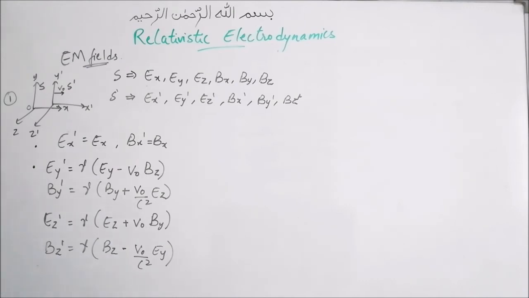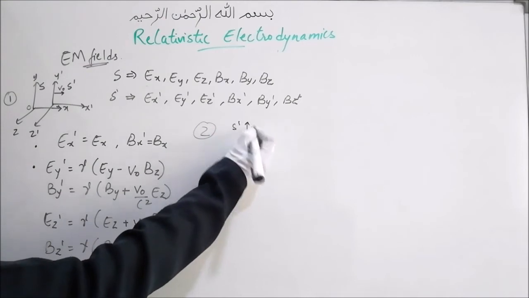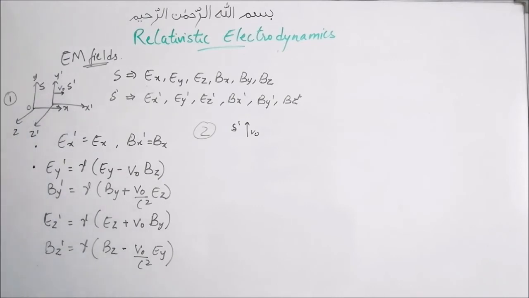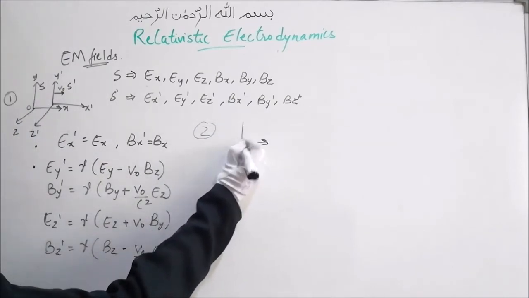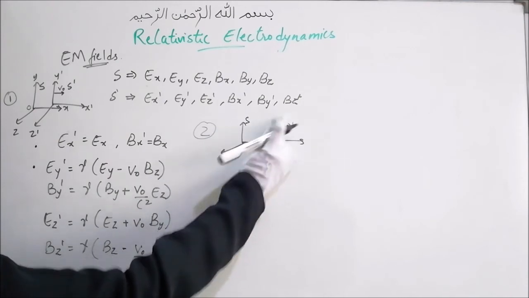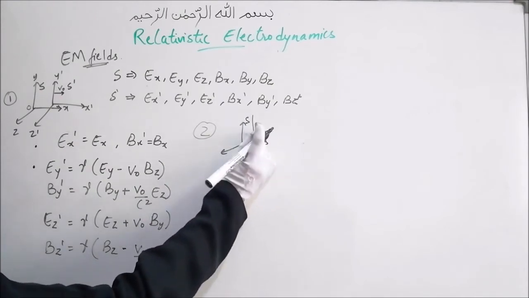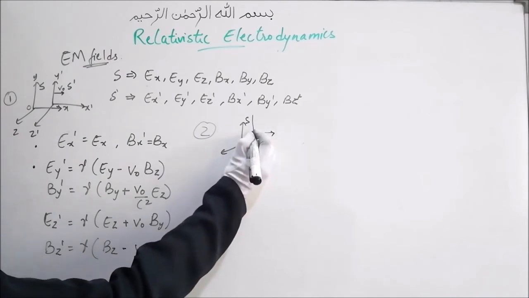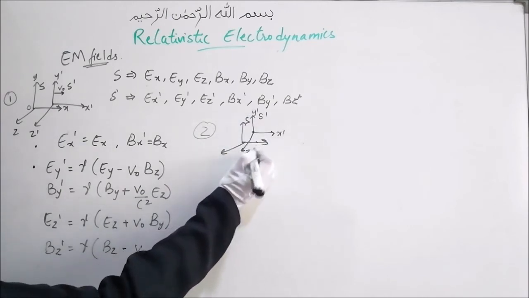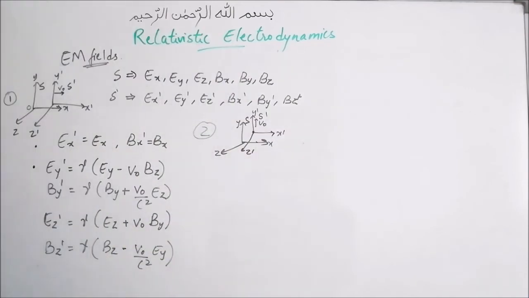Now, if this S dash is moving along the Y dash direction, then what? S dash is moving upwards with velocity V naught, not towards the right, but upwards. I'll draw that. This is frame S. This is frame S dash, this is Y dash, X dash, Z dash, this is X, Y and Z. Frame S dash is moving upwards with velocity V naught.